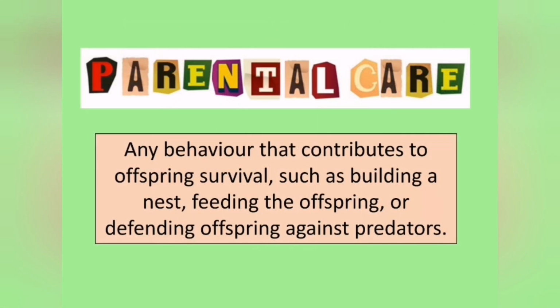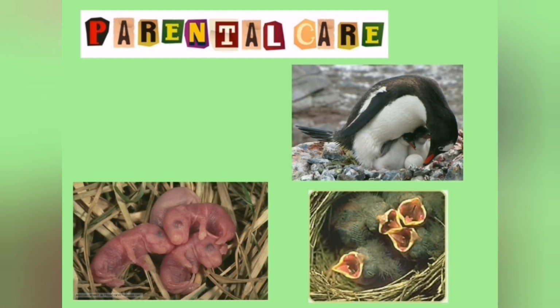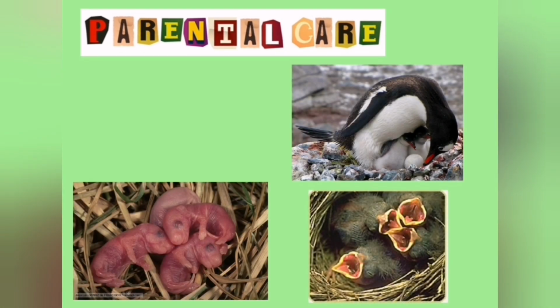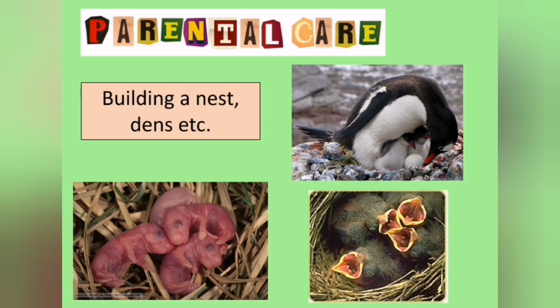So let's look at parental care now. This is the last point. Any behavior that contributes to the offspring's survival, such as building a nest, feeding the offspring, or defending offspring against predators, is considered parental care. And you will be given like source-based questions, given a picture, perhaps some background information, a paragraph on a certain animal, and then you need to just describe what you see and how this benefits the animal.